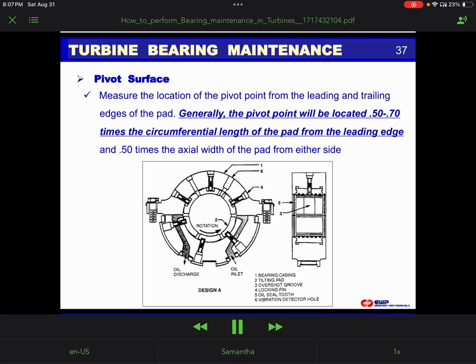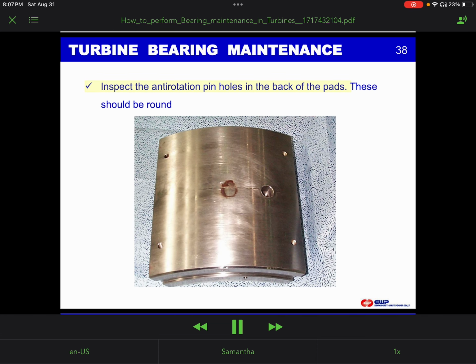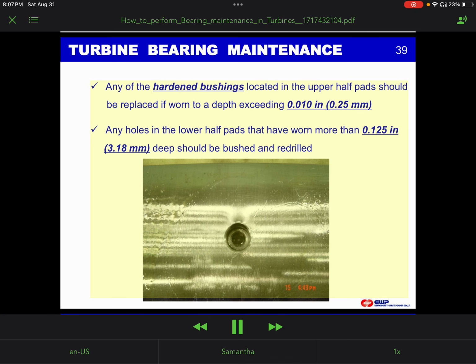Turbine bearing maintenance 37. Inspect the anti-rotation pin holes in the back of the pads. These should be round. Turbine bearing maintenance 38. Any of the hardened bushings located in the upper half pads should be replaced if worn to a depth exceeding 0.010 in (0.25 mm). Any holes in the lower half pads that have worn more than 0.125 in (3.18 mm) deep should be bushed and re-drilled.